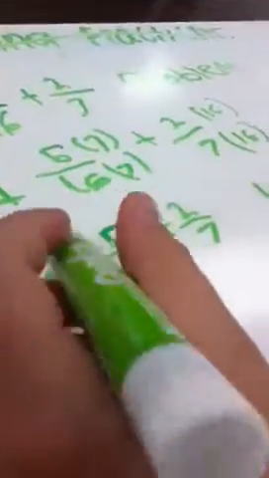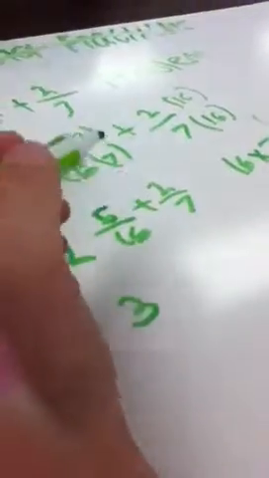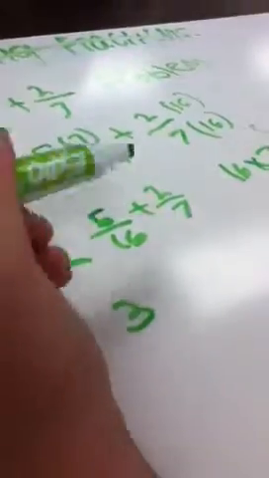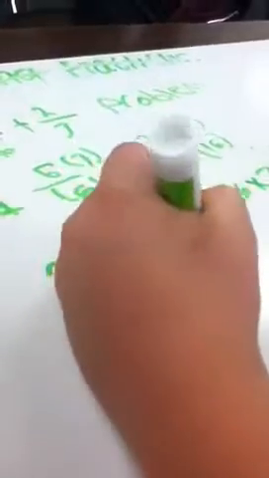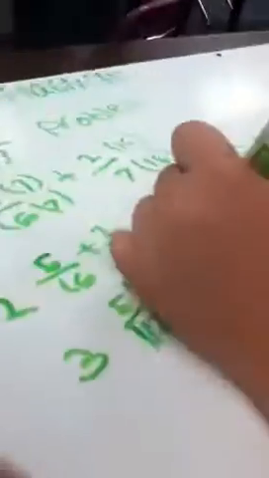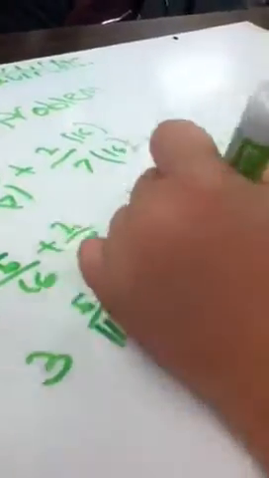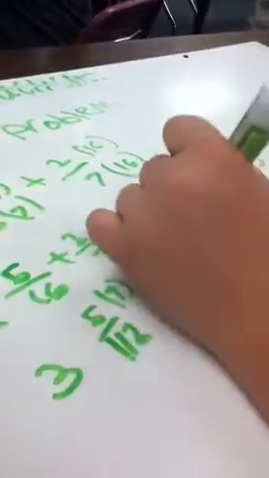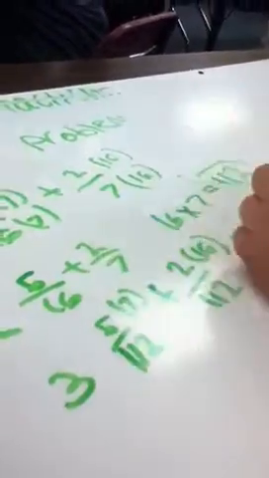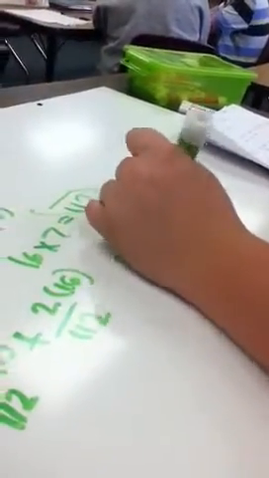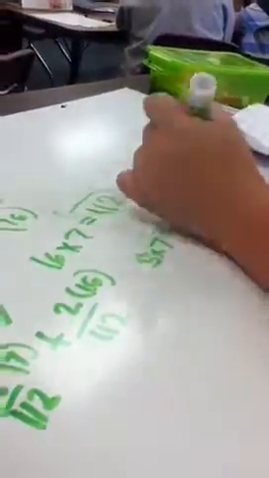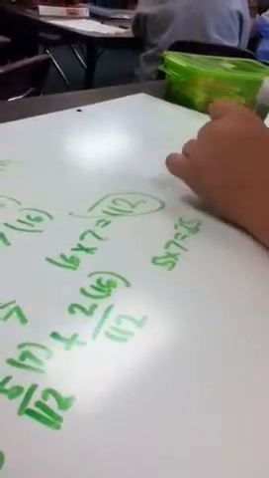Step number 3. Now that you have your new denominator, you're going to multiply 5 times 7 and 16 times 2. It's going to be 5 over 112 because that's your new denominator. And remember, you still have the 7 plus 2 over 112. 16 is still in parentheses. So 5 times 7 equals 35. 16 times 2 equals 32.